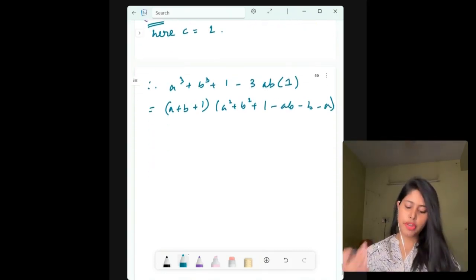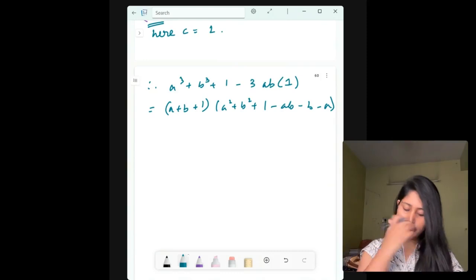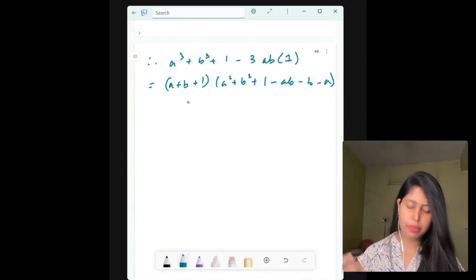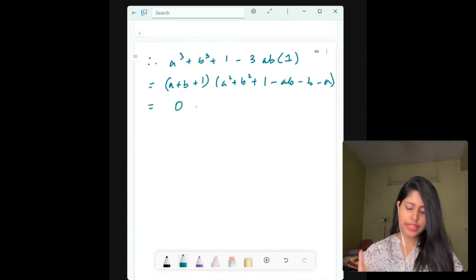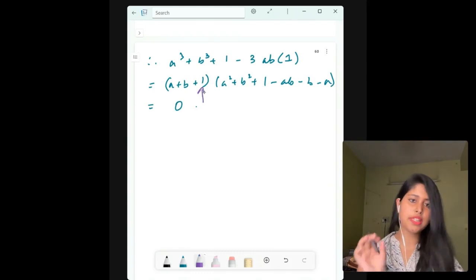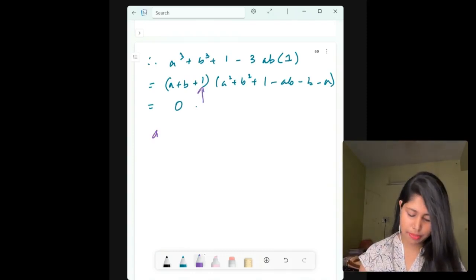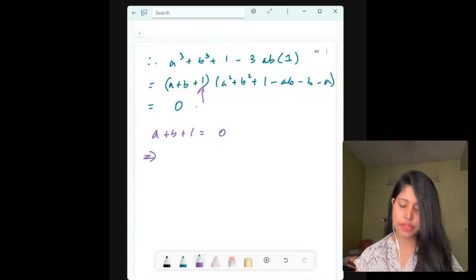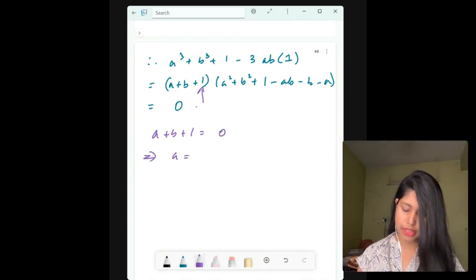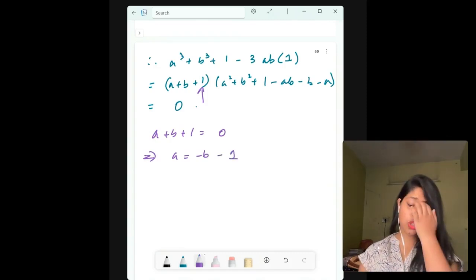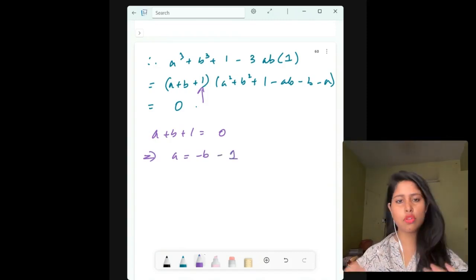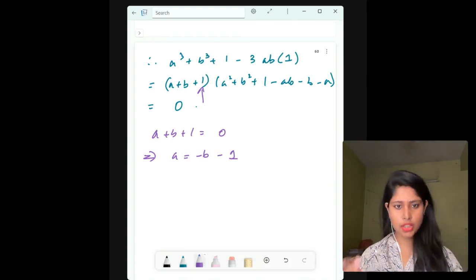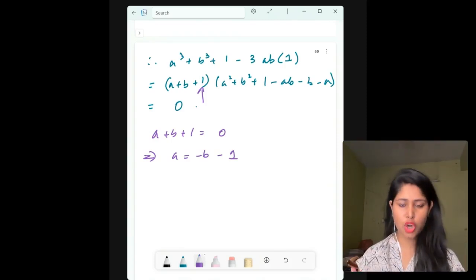Now see, the vectors are linearly dependent. If we know that this will be equal to 0, then we can first take this term to be 0. A plus b plus 1 equals 0, and from here we can get a relation of a and b: a equals minus b minus 1, right? So from here we got one relation of a and b, and we need another relation of a and b.